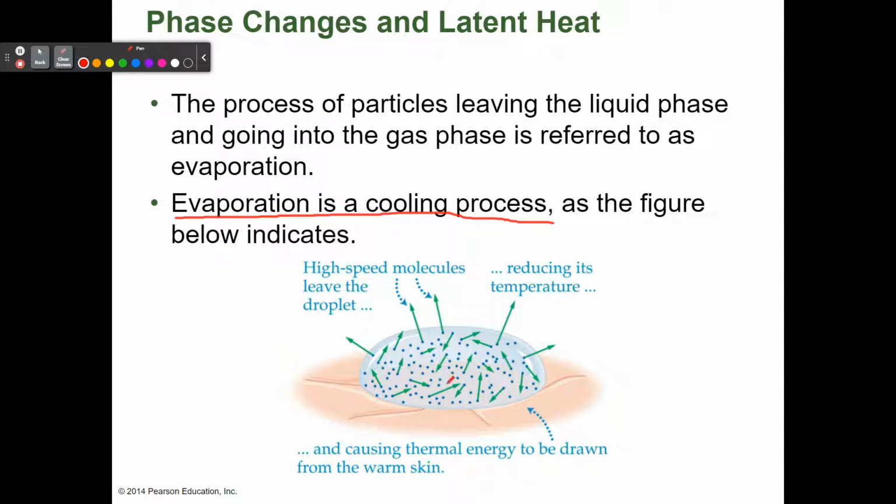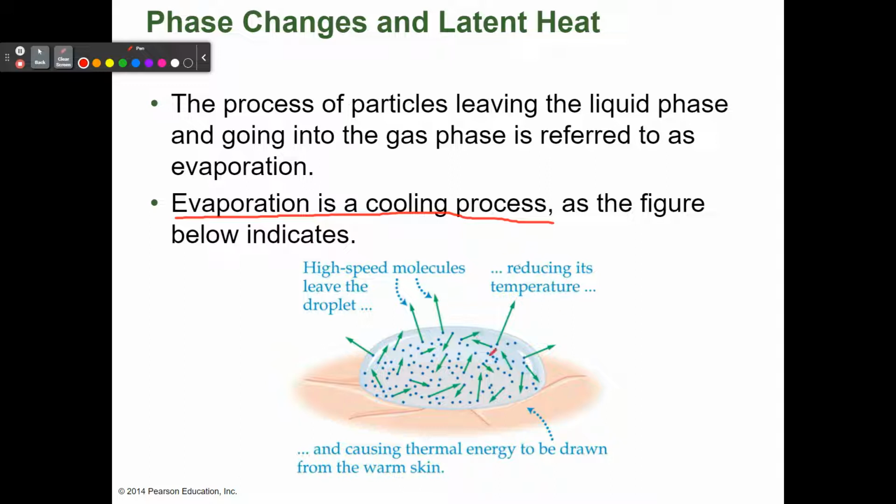So this is your skin, and this is a drop of sweat, which is mostly water. The higher speed molecules are able to leave the liquid phase and go into the gas phase. And that's going to reduce the temperature when it leaves and goes into the gas phase, because it's going to have less pressure, which means a lower temperature. And that's going to cause the thermal energy to be drawn out of the skin to balance that out.